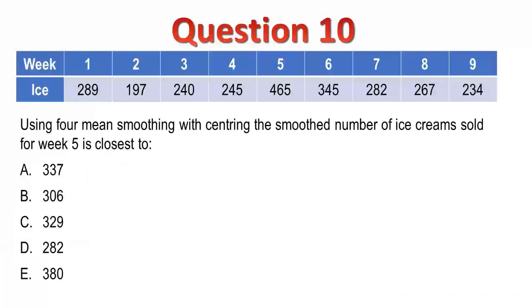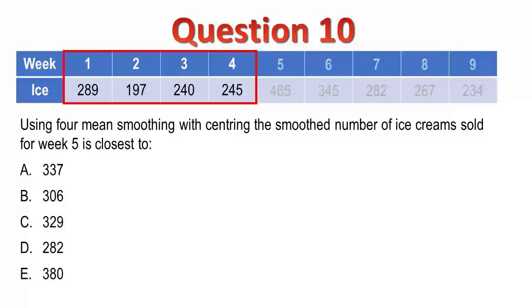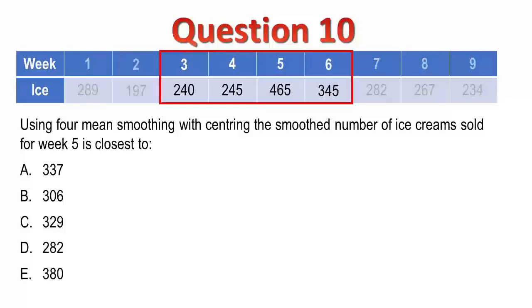Question 10. We've been provided with 9 weeks worth of sales data for ice creams. The question asks us to find the smoothed number of ice creams sold for week 5, and we're required to use 4-mean smoothing with centering. So that works by taking an average of consecutive 4-week blocks.